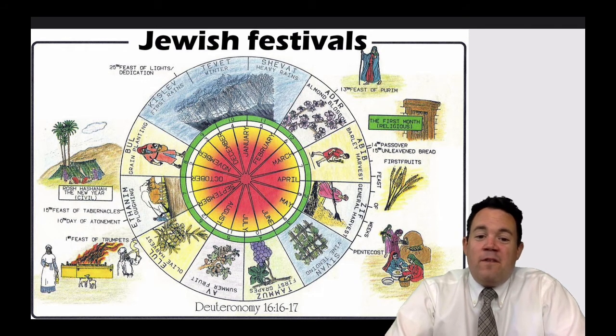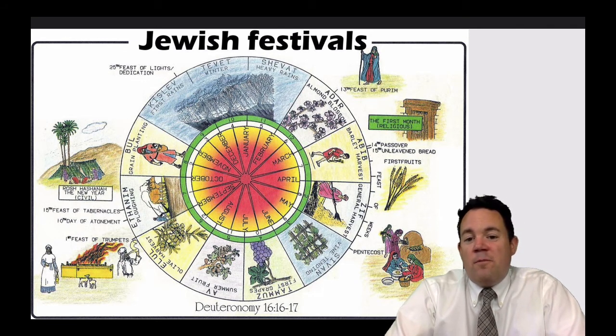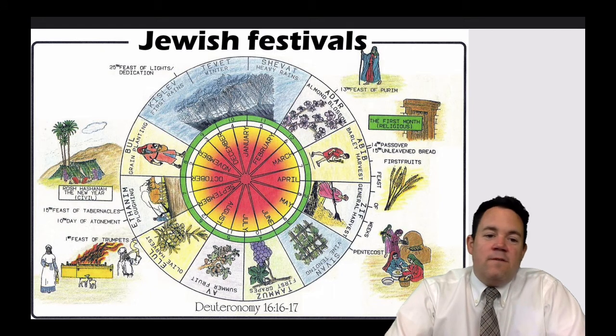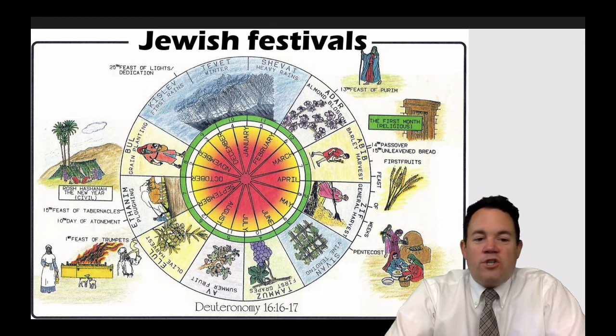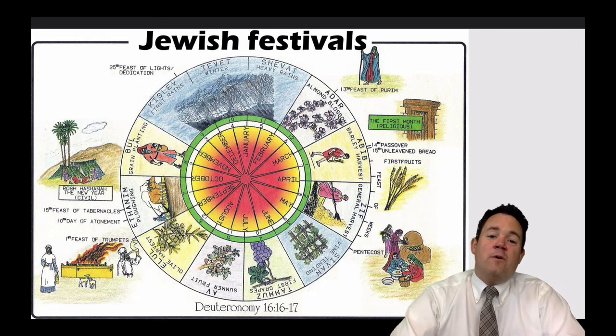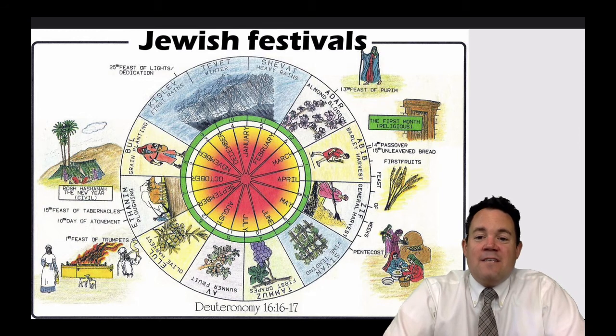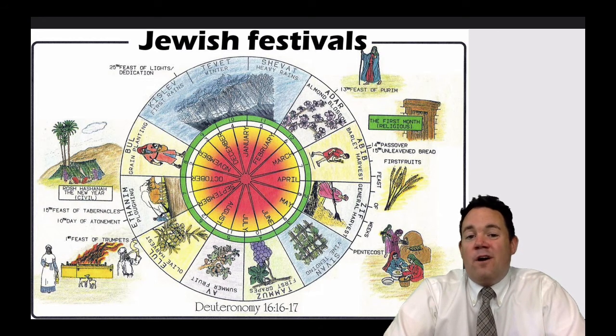So if you look over there, March, April, the month of Abib, you'll see Passover, the Feast of Unleavened Bread. That's around our Easter time. If you go over to Rosh Hashanah, the New Year, over there in October, traditionally it's seen as not just the New Year, but it's celebrated as the time when Adam and Eve leave the Garden of Eden.